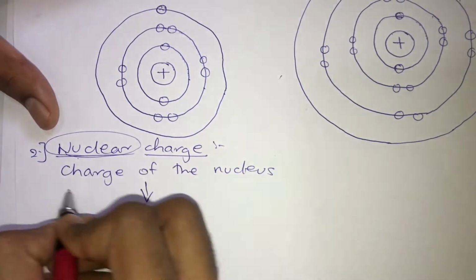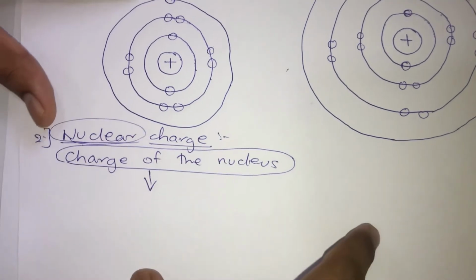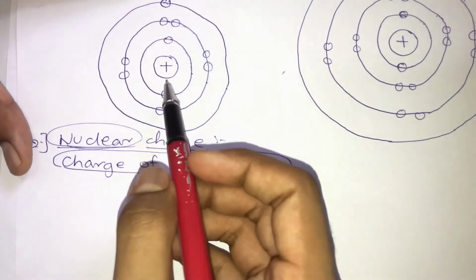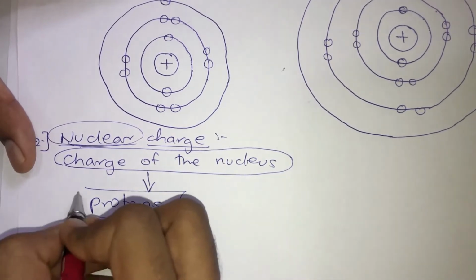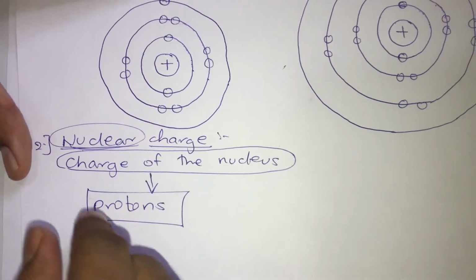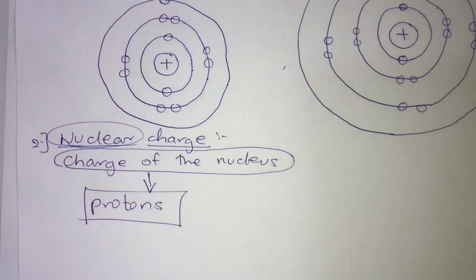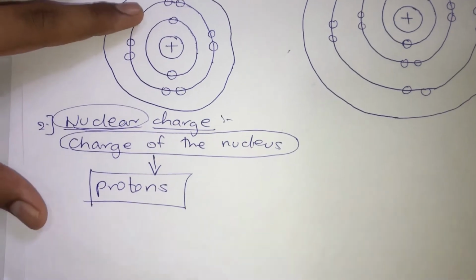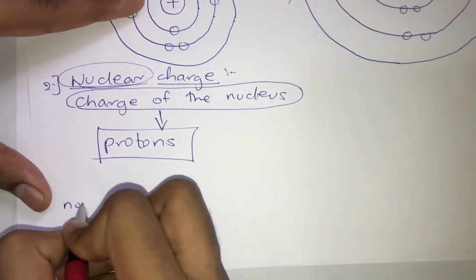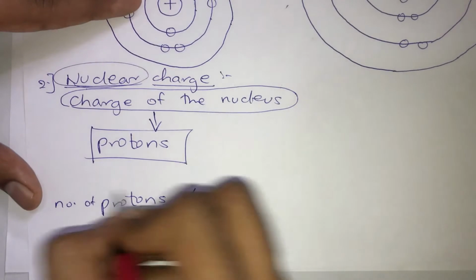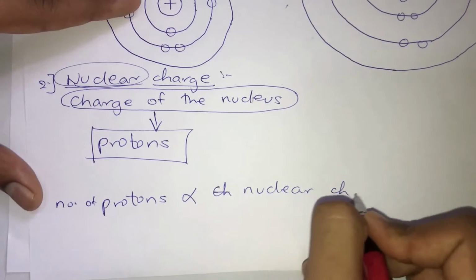Now can I say that this charge of the nucleus, which is nothing but the nuclear charge, is because of the protons present inside the nucleus? As we all know that the protons are positively charged, so when all these protons are present inside this nucleus, therefore the charge of the nucleus is positive. Now what I want to tell you all here is that the number of protons is directly proportional to the nuclear charge.